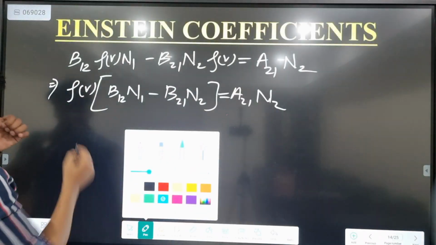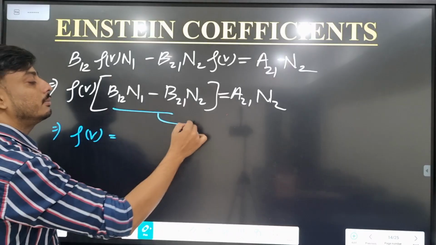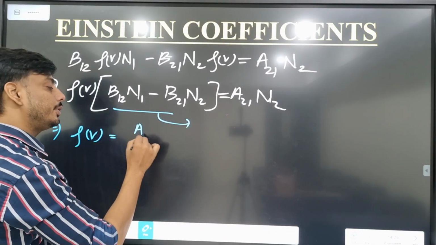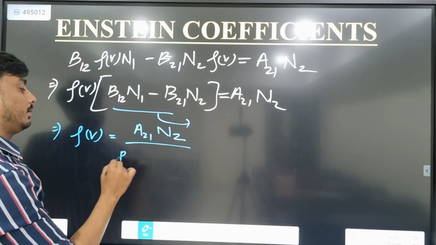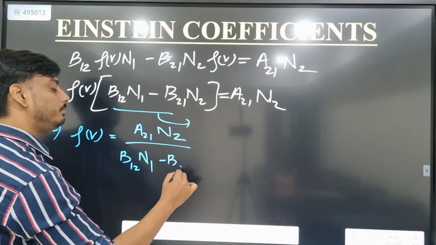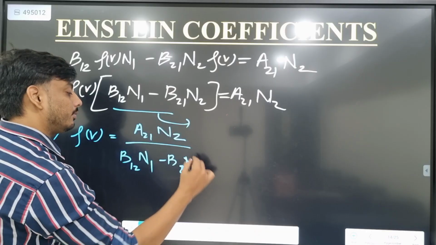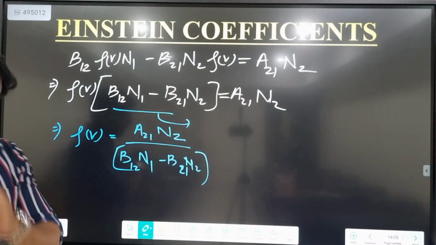Now we can write the expression for energy density. If we divide this term, we get energy density equal to A21 N2 divided by B12 N1 minus B21 N2. This is the expression for energy density we get. Again we have to rearrange.